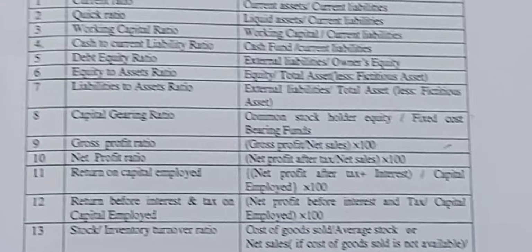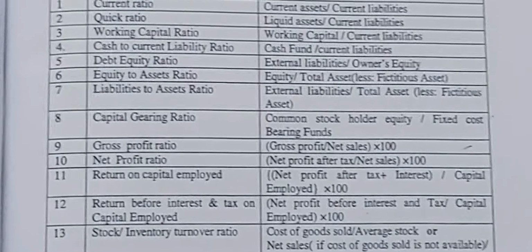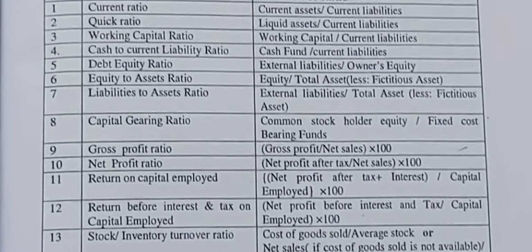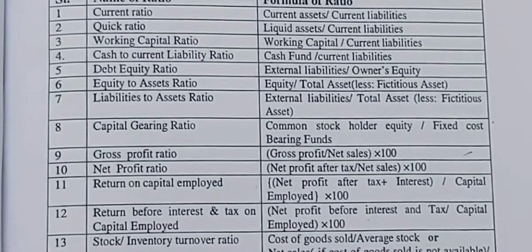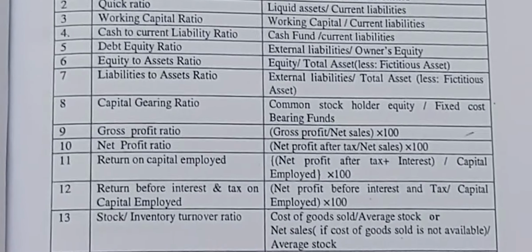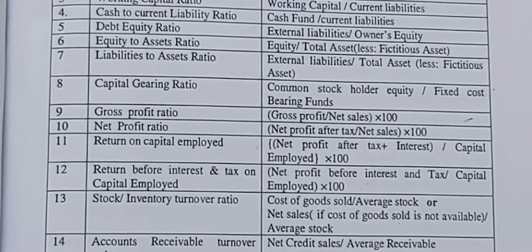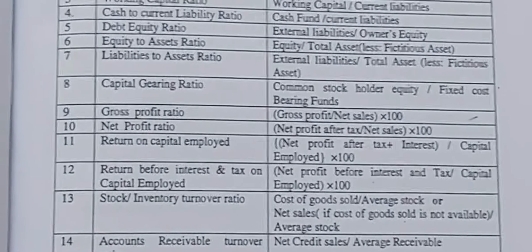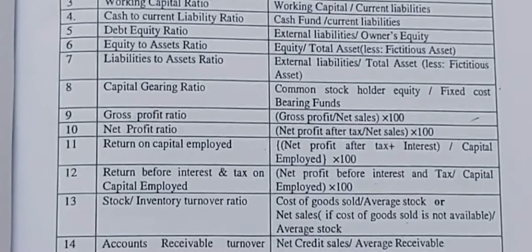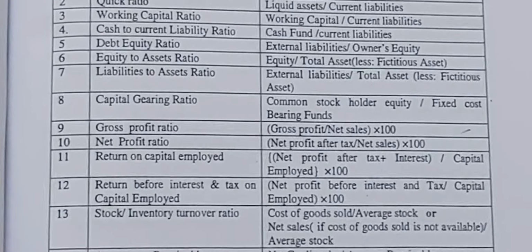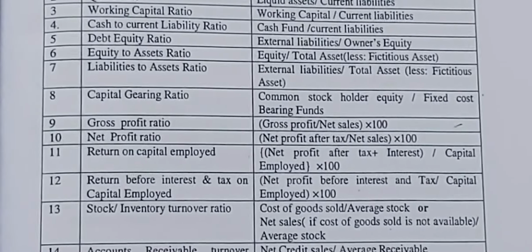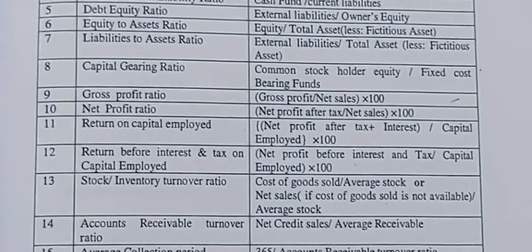11, return on capital employed: net profit after tax plus interest divided by capital employed into 100. 12, return before interest and tax on capital employed. This formula is net profit before interest and tax divided by capital employed into 100.